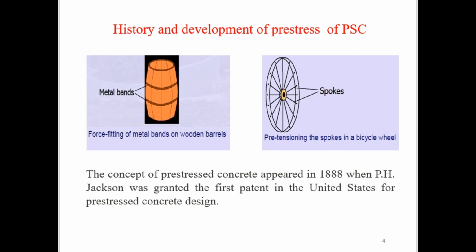If we take a basic example from our day-to-day life, we can see a wooden barrel here. The concept of pre-stressing was invented years ago when metal bars were wound around wooden pieces to form a barrel. You can see this thin line. These are the metal bands that are pre-stressed to hold this wooden barrel. So these metal bands were tightened under tensile strength.